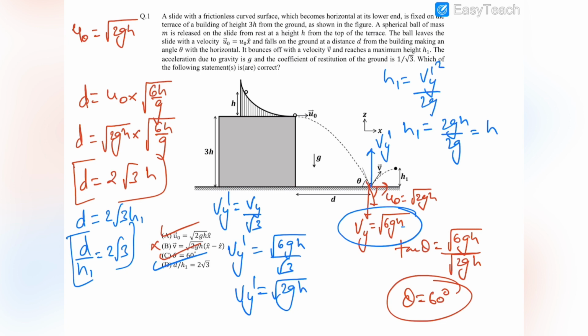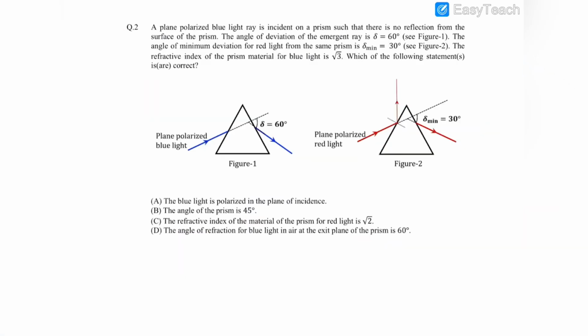Now we move on to the next question. In this question, you can see that this is a prism, and plane polarized blue colored light is incident on this prism. There is no reflection of light from this prism surface, and all the light enters the prism, which means that this angle of incidence would be the Brewster angle. We have already studied the Brewster angle.